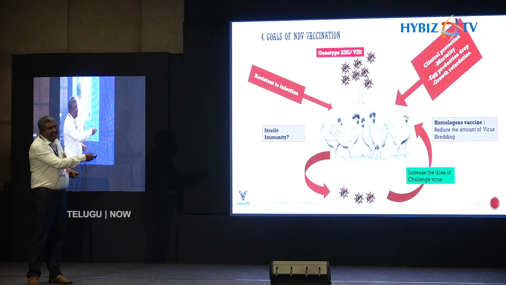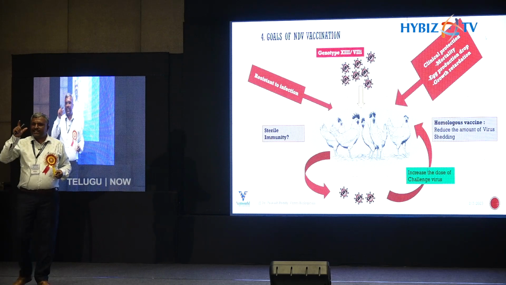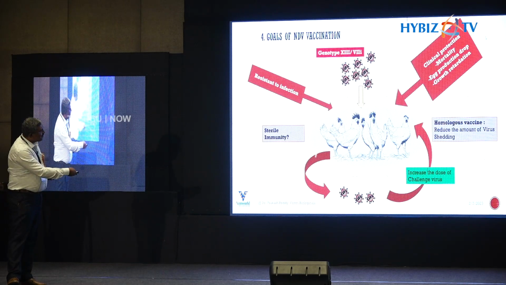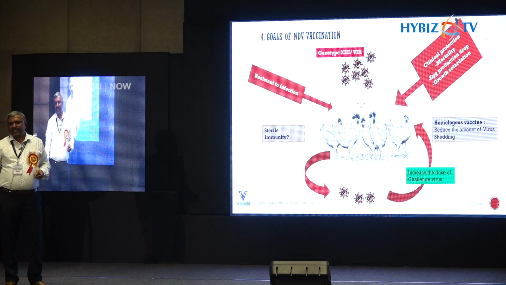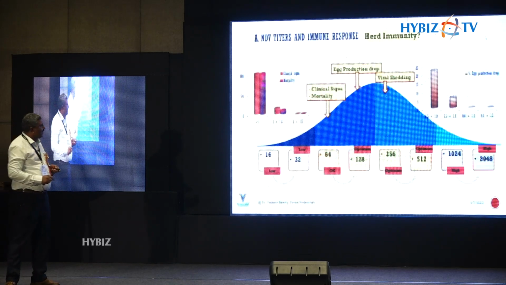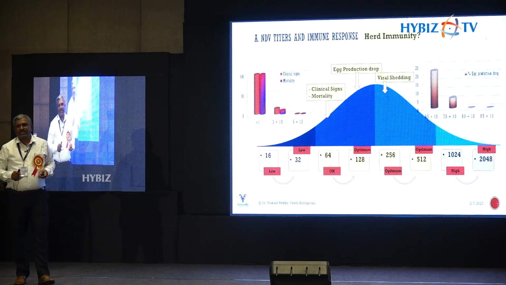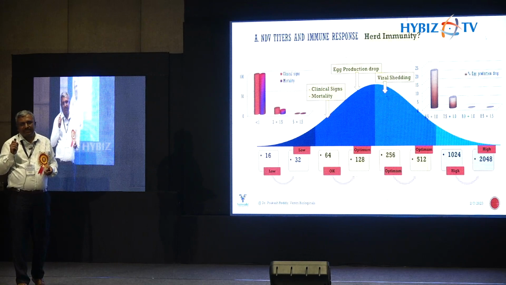That is, with these strains, if we are using these particular strains in the vaccine, definitely we can minimize the shedding of these challenge viruses. This is what we need to understand. So, if you talk about the ND titers and the immune response, we should have a herd immunity.